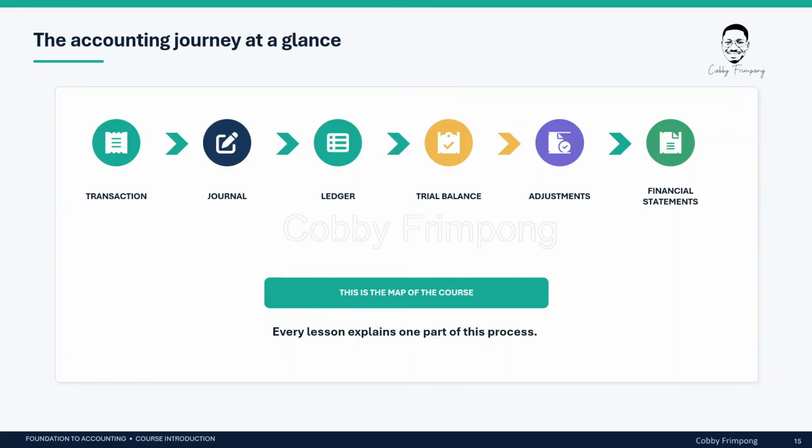The accounting journey at a glance. The complete journey is transaction, journal, ledger, trial balance, adjustments, and financial statements. This is the map of the course. Each lesson explains one part of this process, so keep the overall journey in mind as you progress.